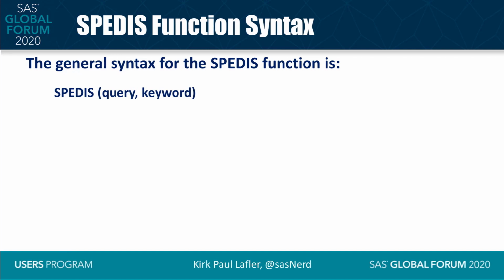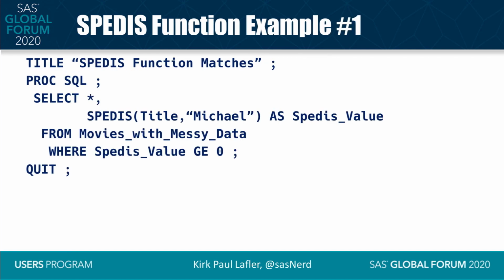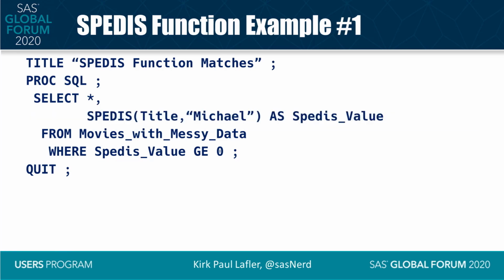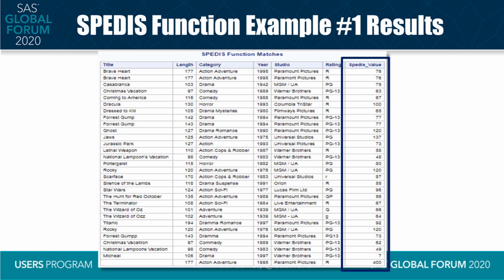Now let's look at an example of how the SPDIS function can be used in an SQL query. We're going to use the SPDIS function. Argument 1 is going to be the variable title. Argument 2 is going to be the value we are looking for, Michael. We're going to assign it to a value called SPDIS value. And then in our where clause, we're going to say where SPDIS value is greater than or equal to 0. Code this, but I want you to see the different values itself on this output.